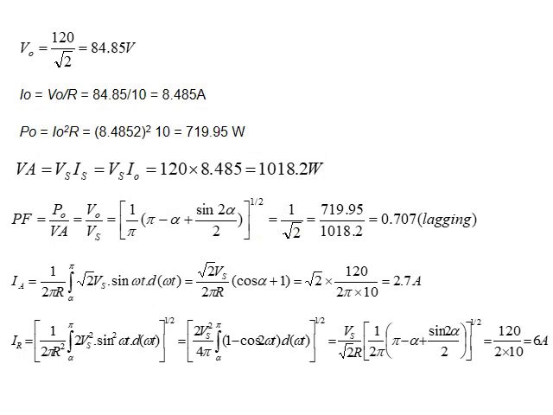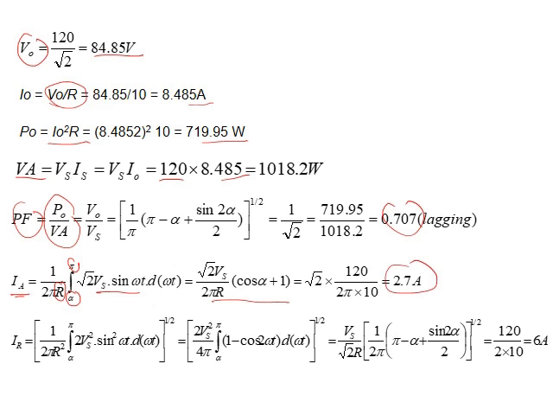Now for the output voltage, we have the formula, we substituted, and we got it. Now VO over R gives me the output current. I squared R gives me the output power. VA is the input power, as you can see here. I divide them to find the power factor. We got it here. Now for the average current IA, it will be the integration from alpha to pi. I divide by R because this is voltage, divided by R to give me current. And I got this formula, and the final answer is this.